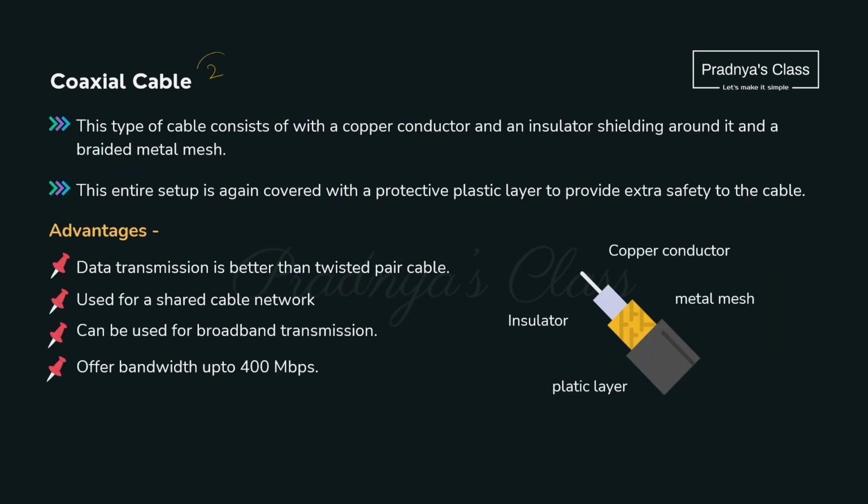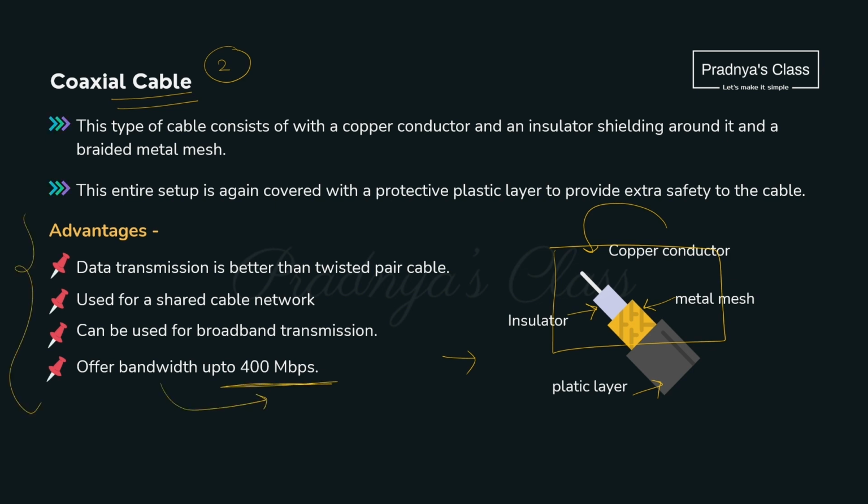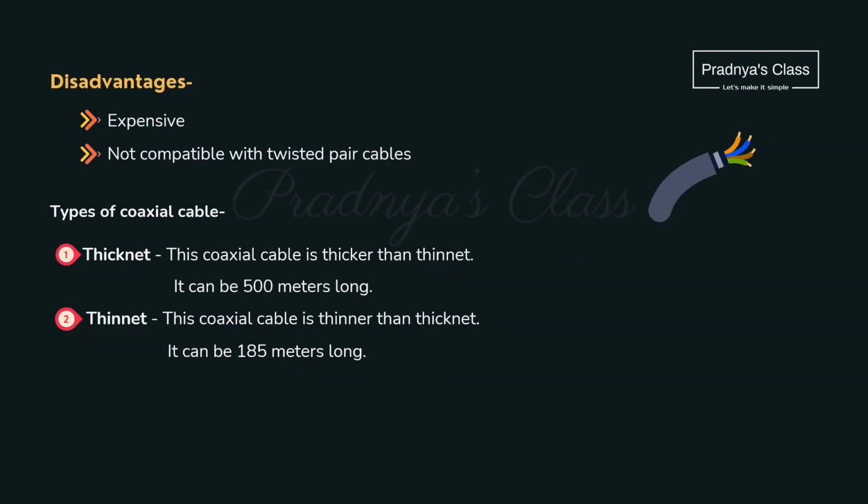The second guided media is coaxial cable. Look at the diagram. Here is a copper conductor which has a shielding of insulator, which is protected inside a metal mesh. And this whole setup has a protective layer of plastic. Look at the advantages. It provides bandwidth up to 400 Mbps. Means compared to twisted pair cable, it has a better transmission rate. It can be used for cable networks as well as for broadband transmission. Are there any disadvantages? It is expensive and not compatible with twisted pair cable.